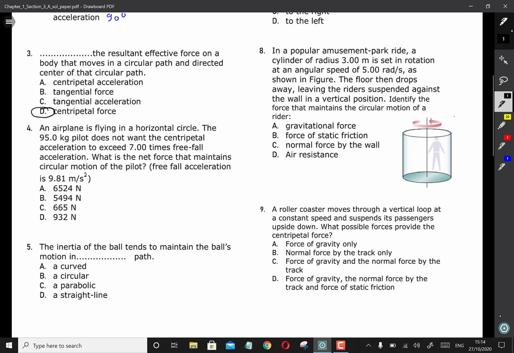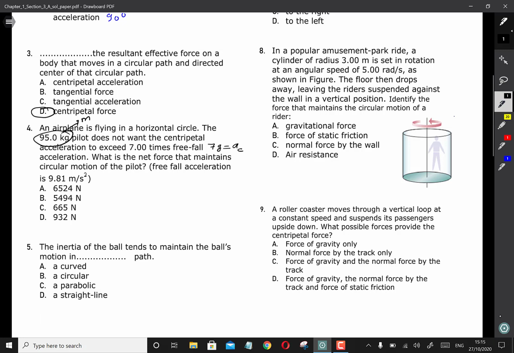Question number 4. An airplane is flying in a horizontal circle. The 95 kilogram pilot does not want the centripetal acceleration to exceed 7 times free fall acceleration. This is the mass of the pilot, m. And this pilot does not want the centripetal acceleration to exceed 7 times free fall acceleration. 7 times free fall acceleration means 7g, 7 times g. So this pilot wants the acceleration to be 7g. What is the net force that maintains circular motion of the pilot?